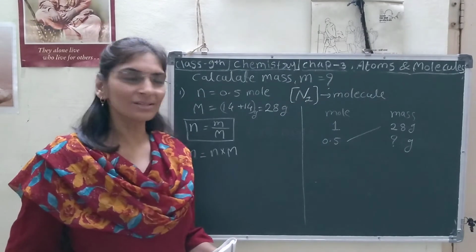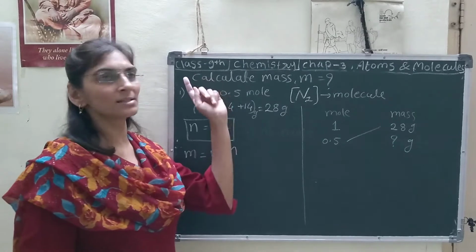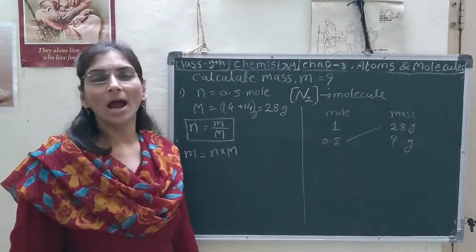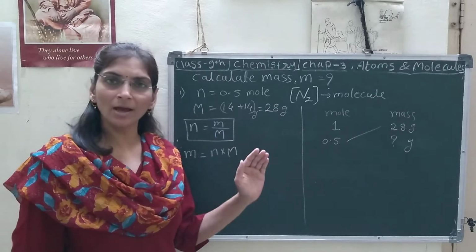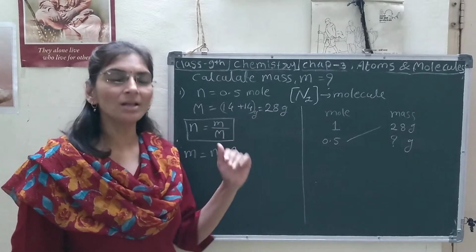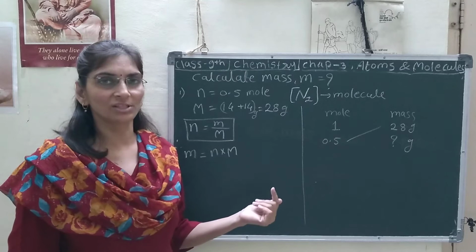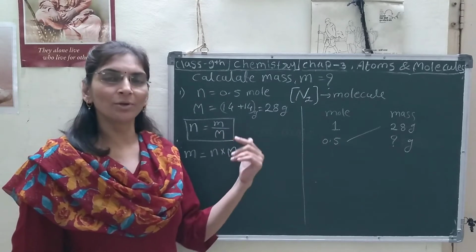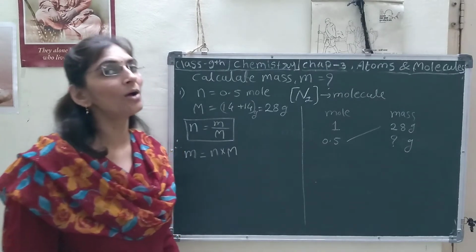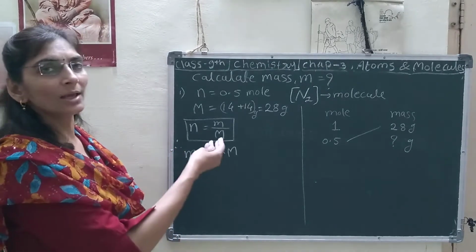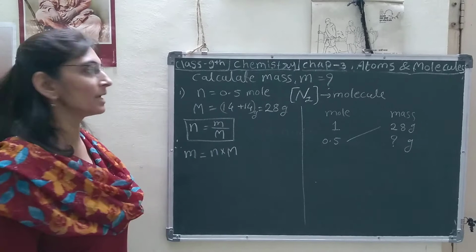Good morning, students. Today we will see class 9 chemistry chapter number 3, atoms and molecules. Since our last lecture we are solving numericals based on the mole concept, and one numerical from page number 41 of your NCERT book we have seen. Now the next numerical we will see here.